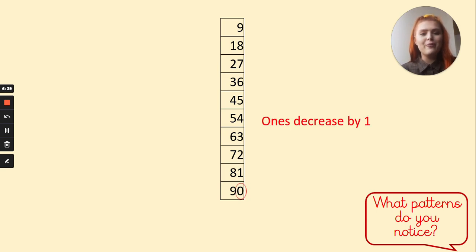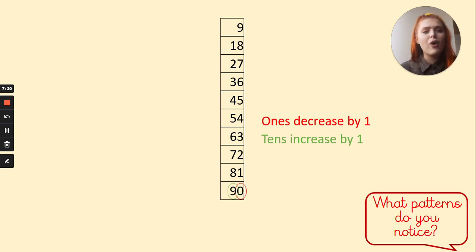Now our ones column is decreasing by 1 for each multiplication. Decrease, remember, means getting smaller, going down. So our ones column is decreasing by 1. Let's have a look at our tens column. We start with no tens, so 0 tens. And then we have 1, 2, 3, 4, 5, 6, 7, 8, 9 tens. So our tens column is increasing, getting bigger by 1 for each multiplication.